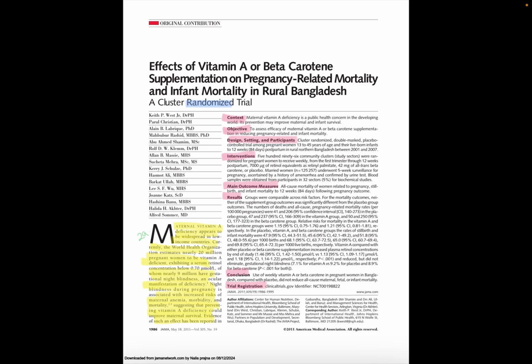Using the CONSORT checklist 2010. The term CONSORT, Consolidated Standards of Reporting Trials, provides guidance or recommendations for reporting all randomized controlled trials. I have divided my presentation into 4 parts.